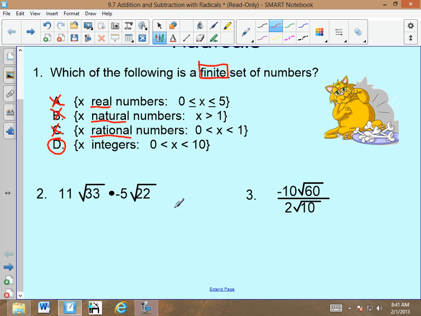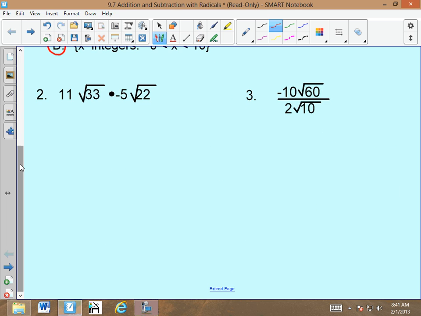Okay. Now, we're going to look at number 2. We're going to multiply 11 times negative 5, and that gives me negative 55, correct? Now, we're going to use our calculator, because this is a big number. We're going to multiply 33 times 22. That equals 726. Now, that's a large number, so I'm going to check in my calculator just to see if that's a perfect square. Square root 726 equals, nope, 11 square root 6. So that means I'm going to have to factor it.